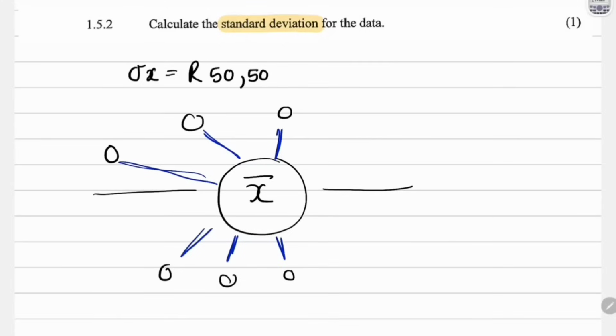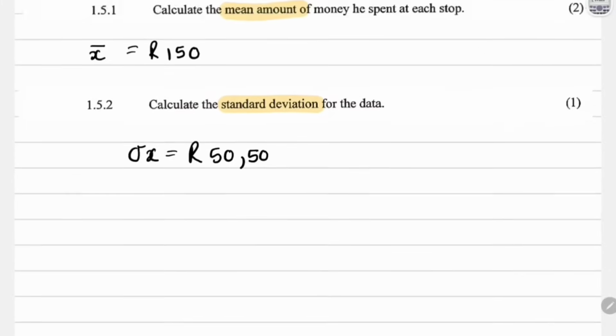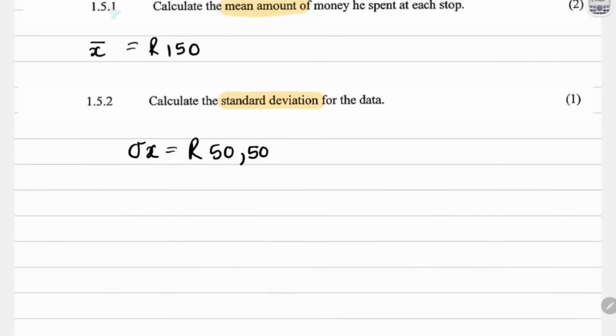Now, the calculation doesn't actually go like that. That's just like a brief explanation of what that is. Okay, so that is our answer for that question. The standard deviation is 50 Rand 50 cents. Moving on to the next question.